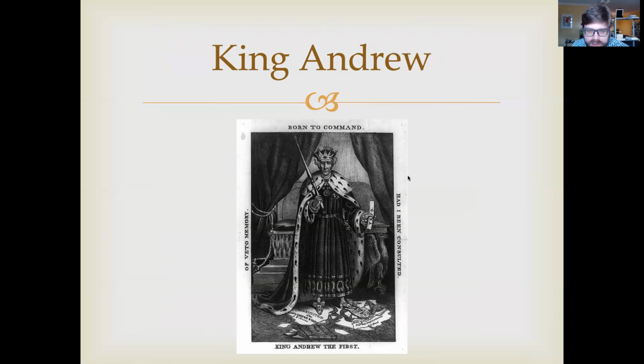Here's a political cartoon referring to him as King Andrew I. You can see him standing over a shredded copy of the US Constitution and holding his weapon of choice, the veto. It says, "Born to command," showing Jackson as someone who is more interested in power than obeying the law. And we will see Jackson break the law repeatedly.